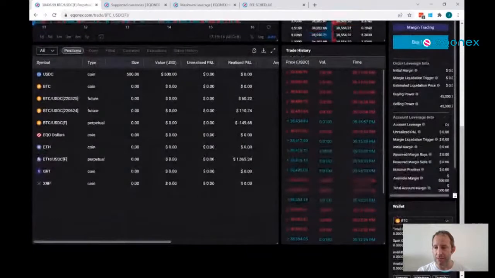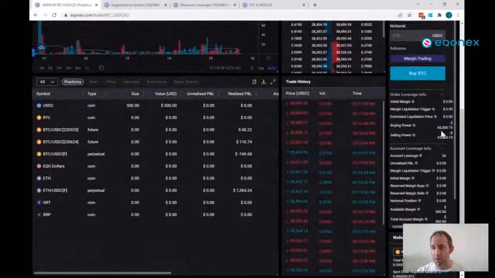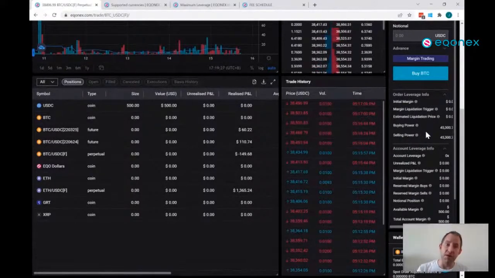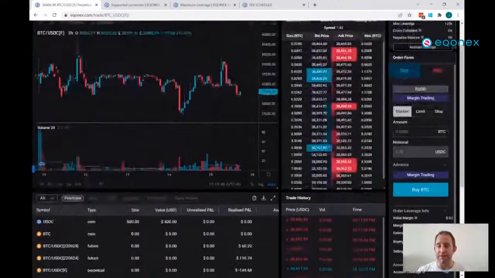We come down to this account leverage box. You can see I've got available margin of 500, and that shows me a buying power of $45,300, or equivalently a selling power of $45,300. That's because one of the other neat things about derivatives is that as well as going long, I can also go short. So that means I can take exposure to Bitcoin prices going up or to Bitcoin prices going down. So if I think actually Bitcoin is priced too highly and the price is going to go down, maybe even to zero, I can also use derivatives, perpetual derivatives, to speculate on that downward movement with very large leverage.